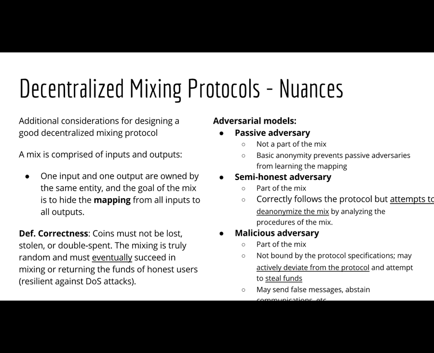Now, there's also the malicious adversary, which is the toughest adversary. They're a part of your mix, and they can do whatever they want. Like, they're not bound by your protocol in any way. So they might want to send false messages. They might abstain from voting. They might not communicate, whatever. This is kind of analogous to the idea of Byzantine fault tolerance, where even if everyone in your mix is malicious, you need to be able to get your funds back somehow.